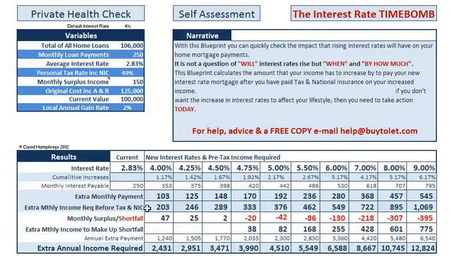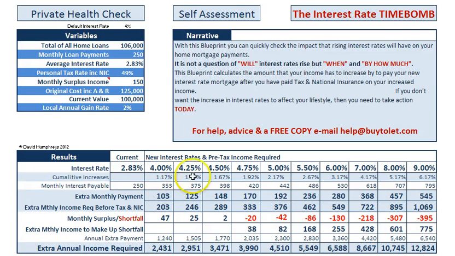And that would reduce your monthly surplus, currently £150, to £47, and involve an annual extra payment of £1,240, and you would need to be earning close on £2,500 to pay that extra £100 a month.